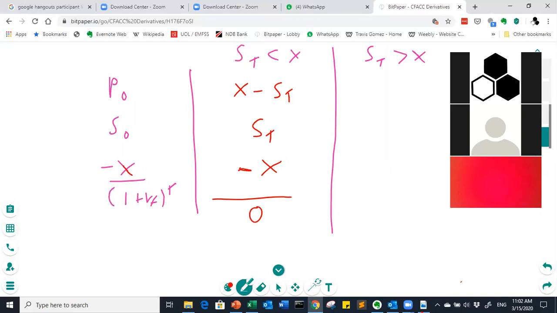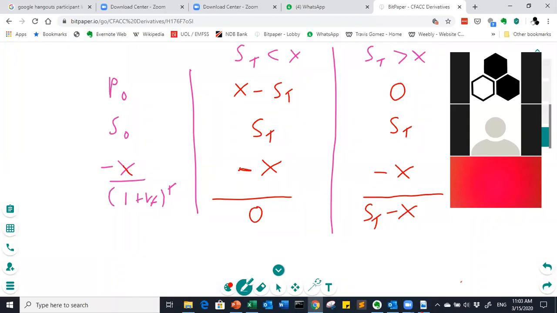Similarly, if you look at ST greater than X, then in this situation the put option would be out of the money. So you would not utilize it. So that's 0. Here the asset would have value, so it will become ST. And here you still need to repay that debt, that borrowing. So that is minus X. So which means that the payoff is going to be ST minus X.